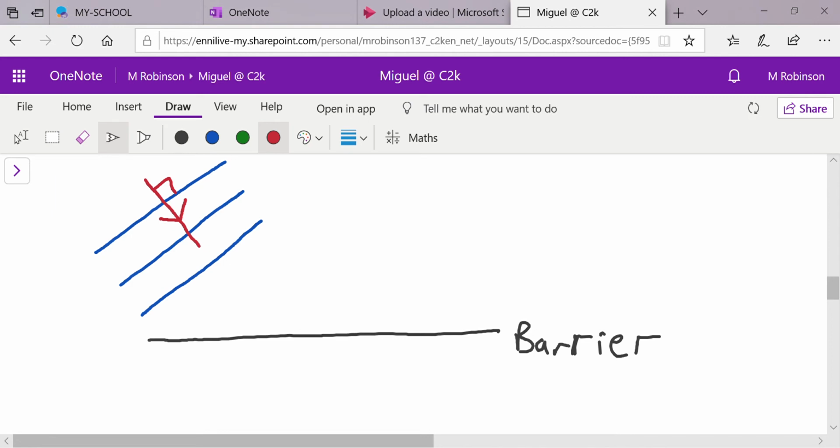So how do we know which way it's going? You can do this with a ruler. Put your ruler where the wave direction is and continue that wave direction until it hits the barrier, and then stop.